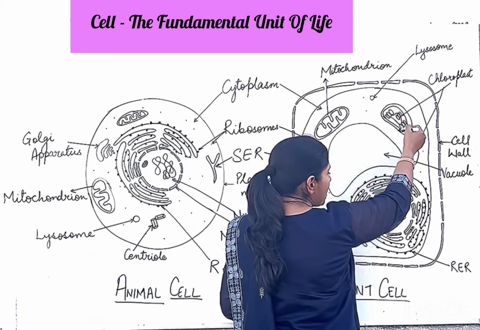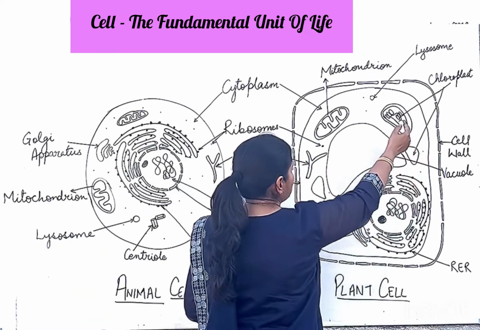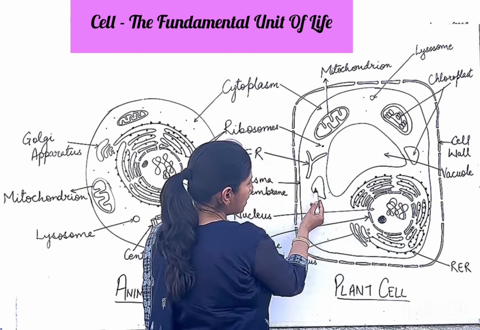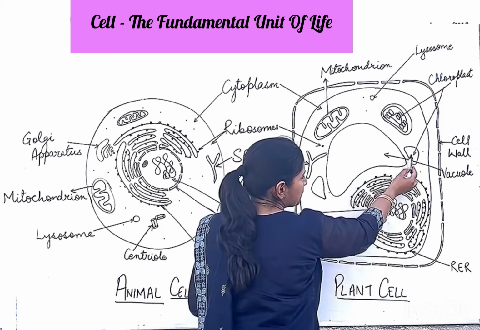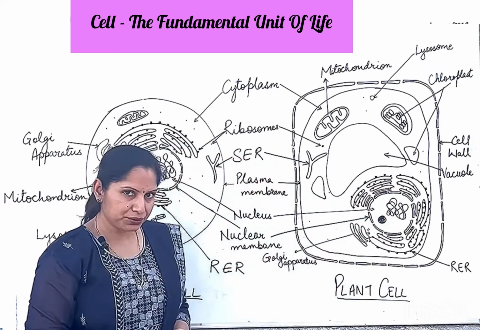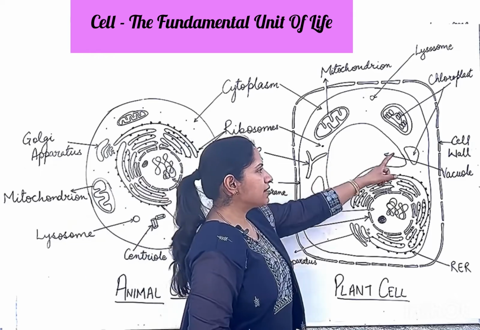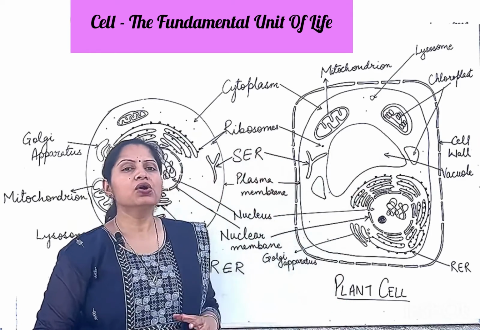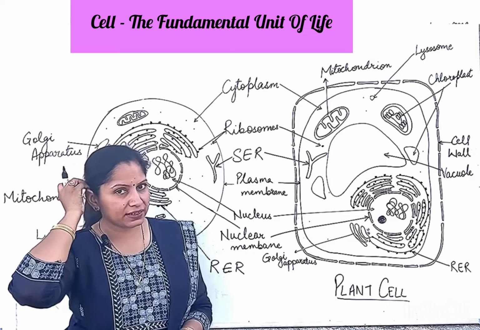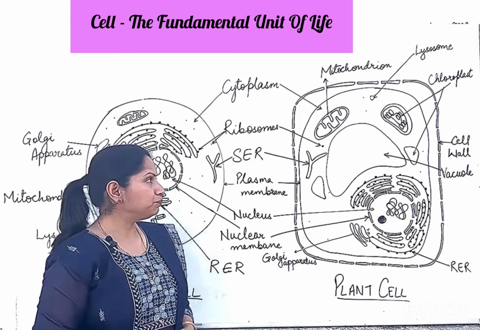So the chloroplast is there, and in one of the chloroplasts I have shown the inner structure. In the other chloroplasts that I have drawn here, I have not shown the inner structure. So the plant cell has chloroplasts that are unique to a plant cell and present only in a plant cell.